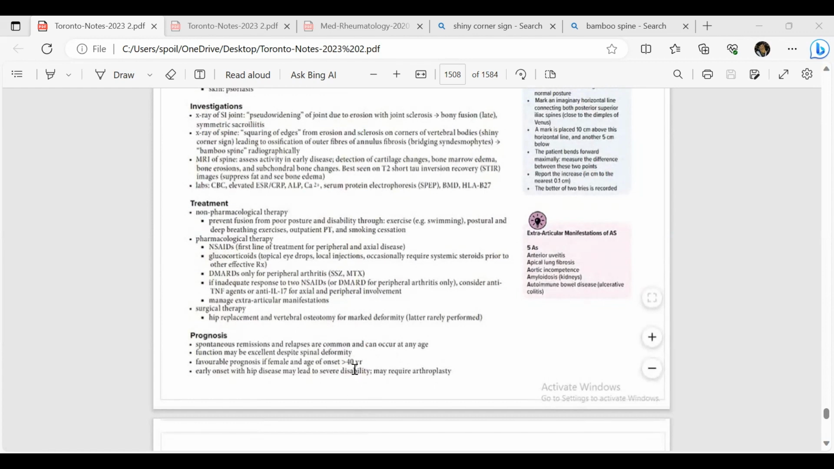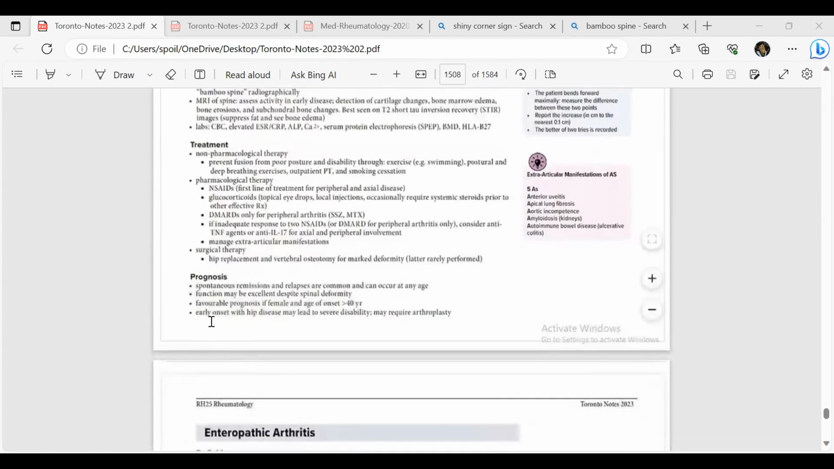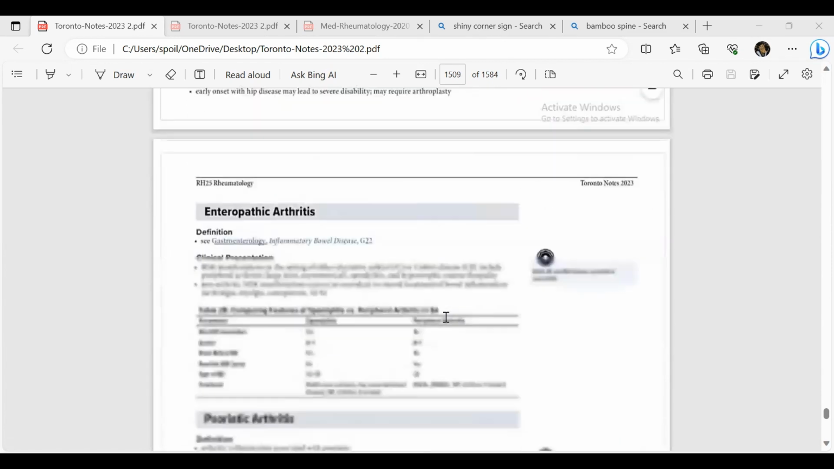And I have seen one such case of ankylosing spondylitis. She was diagnosed at the age of 40, I think, exactly 40, because she was having chronic pain for around one to 1.5 years, and no one was able to diagnose her. I'm talking about here in Qatar. No one was able to diagnose her ankylosing spondylitis until they did some extensive testing. Okay, early onset with hip disease may lead to severe disability and may require arthroplasty.